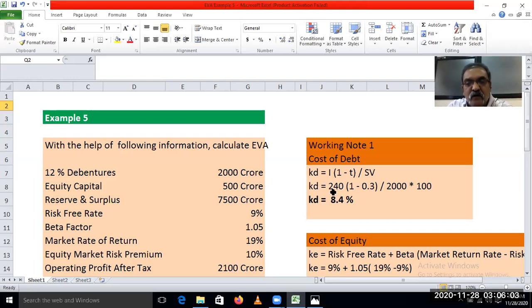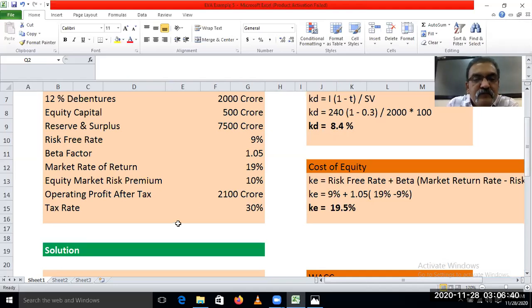Here I am calculating the cost of debt with the amount of interest. Instead of that, one can even calculate directly with the rate, considering I as the interest rate, that is 12%. If you consider 12% into 1 minus t, you can also get the cost of debt. But for your easy understanding, I am calculating the amount of interest. So the amount of interest is 240, that is 12% of 2000, into 1 minus t. T stands for tax rate. Tax rate is given in the example, it is 30%.